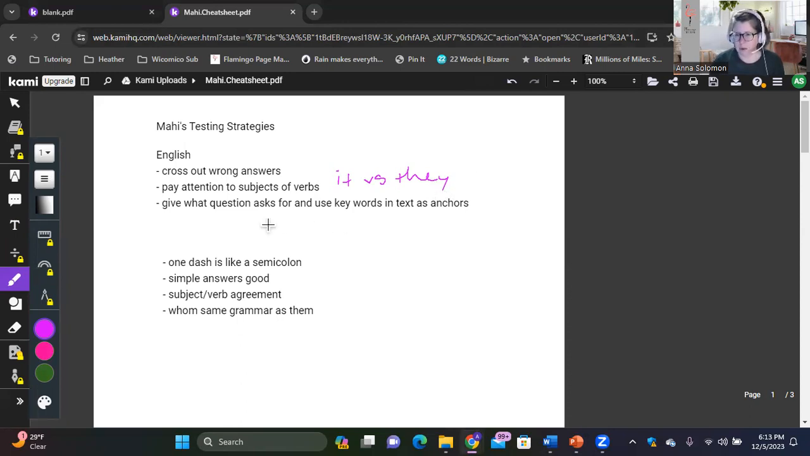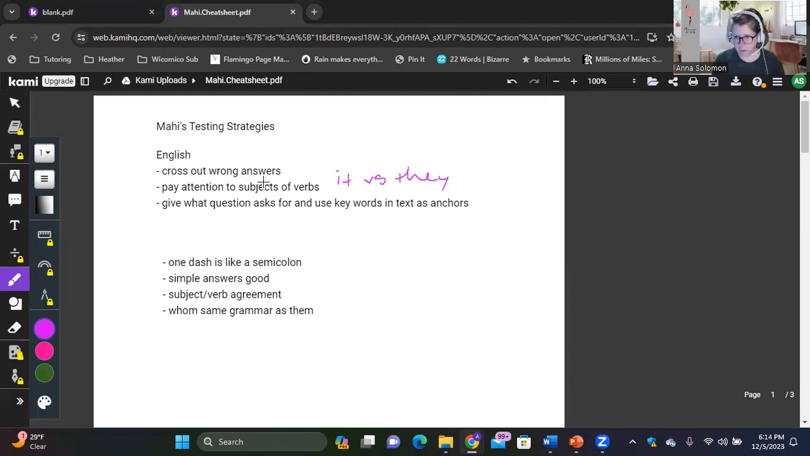And then give what the question asks for and use keywords in the text as anchors. On the ACT, it is very, very literal. So you just want to make sure that you are doing what they ask you to do. If they ask you for a conclusion, then it's going to wrap up everything it's already talked about. If they want you to transition to the next paragraph, your transition needs to include something that is referenced in the next paragraph. All right, nothing too fancy, just do exactly what they ask you to do.